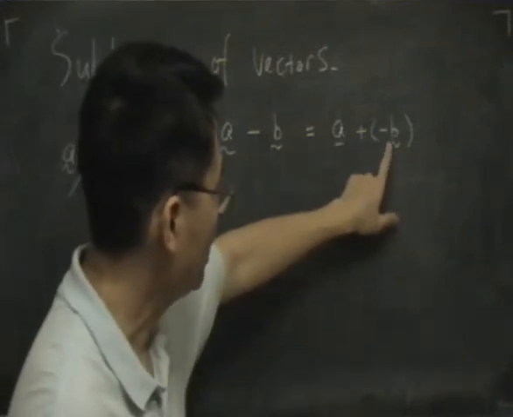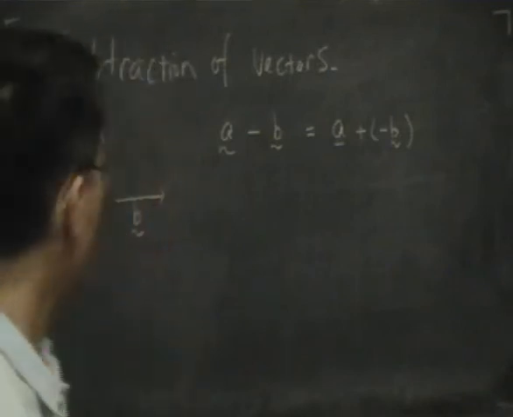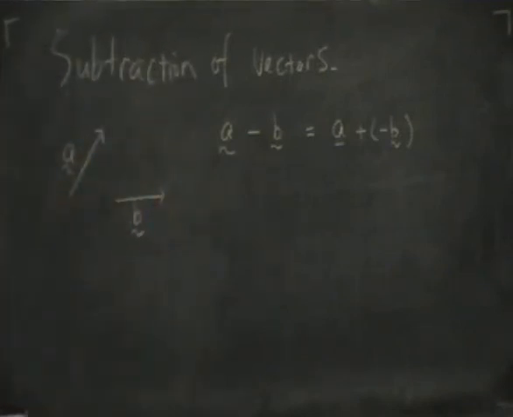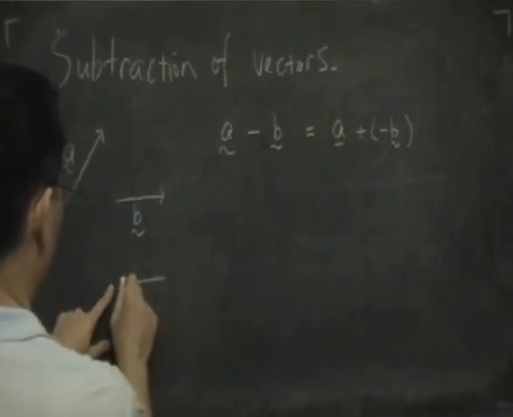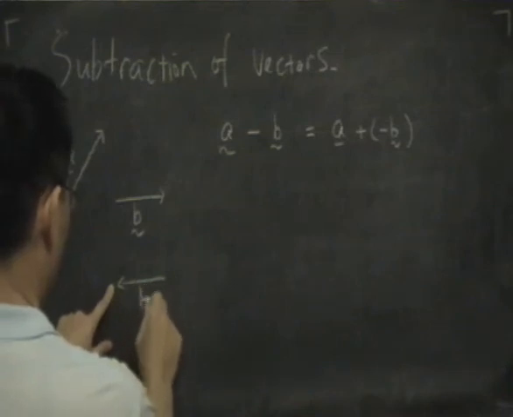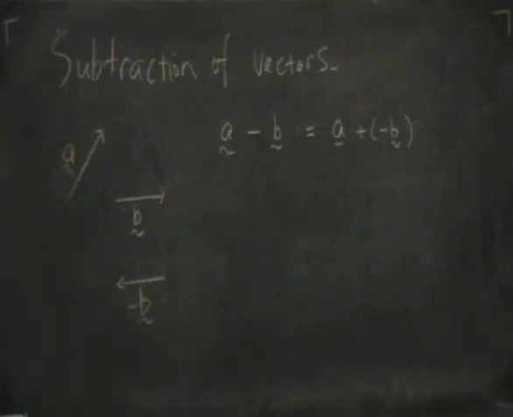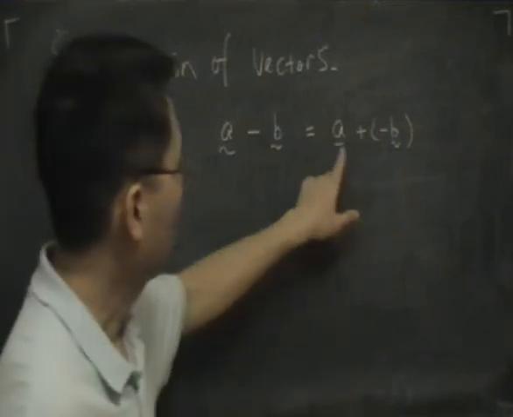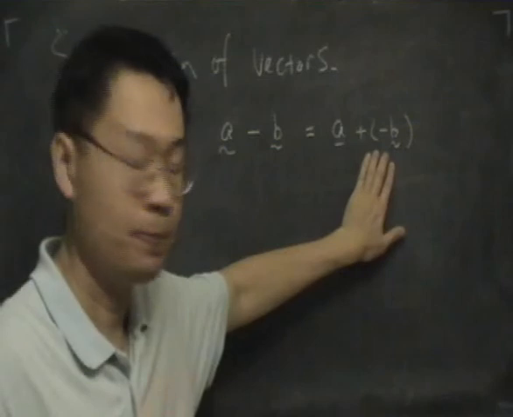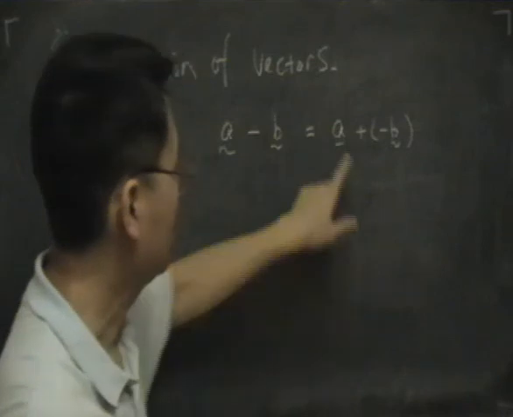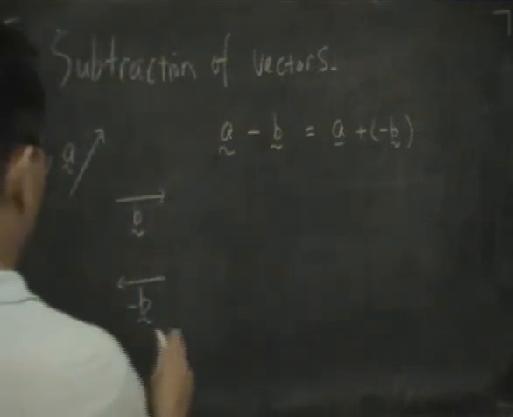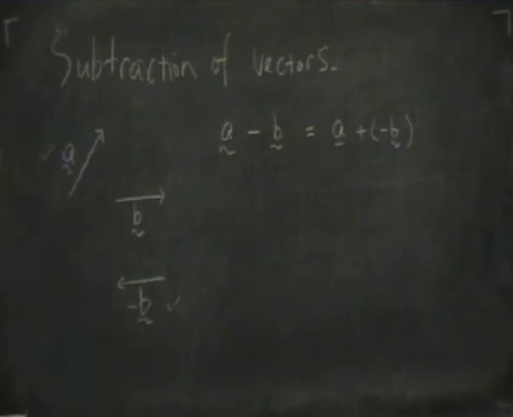First of all, let's look at the minus B. B is there, and minus B just means a vector that is pointing in the opposite direction but has the same magnitude as B. Right, that's minus B. Minus B is itself a vector, just pointing in the opposite direction to B, and I have to add that to A, meaning that I must add this vector to that vector now.